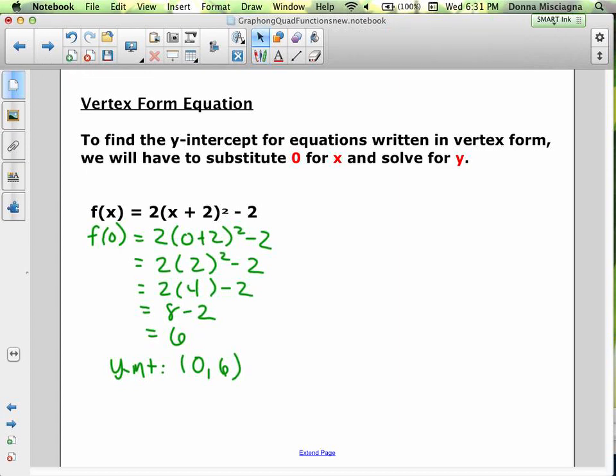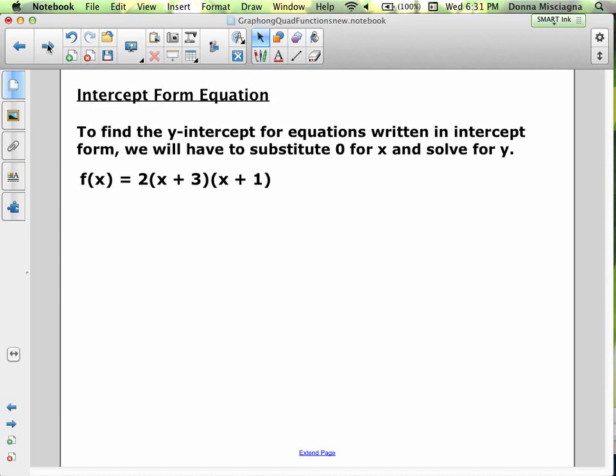So all you have to do to find the y-intercept when you're in vertex form is plug in 0 for x and simplify. So that's not too difficult. Not as easy as standard form, but it's not too difficult. Let's look at intercept form. Well, you're going to have to do the exact same thing. To find the y-intercept for equations written in intercept form, you'll have to substitute 0 for x and solve for y. So plug in the 0 for the x, solve for the y.